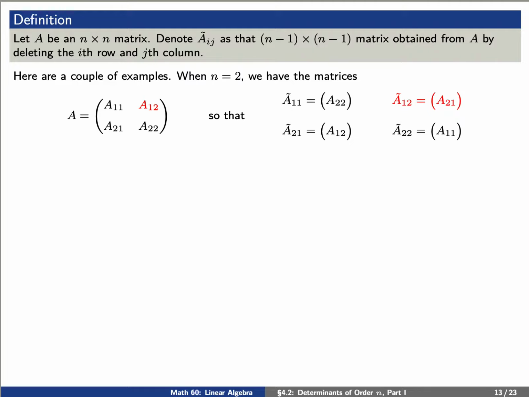Here we can take a look at the element in row 1, column 2. If we cross out row 1 and cross out column 2, we're left with the entry A21.